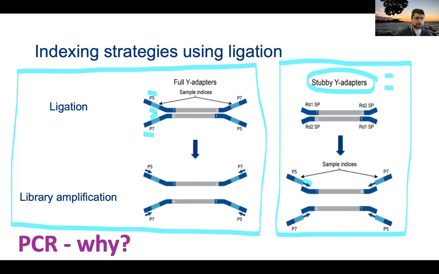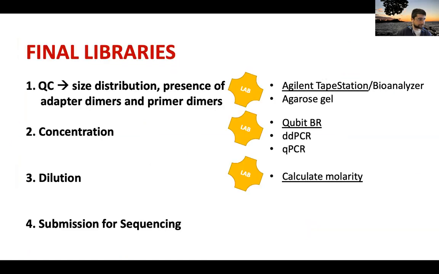So this is a second reason why sometimes we have to do the PCR, not only to increase the amount of material. Sometimes you have to do PCR because you want to introduce the indices and because you need more material, okay? So it's a double reason.